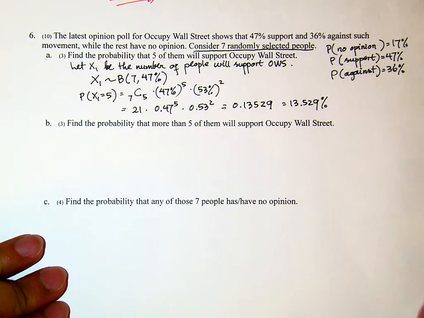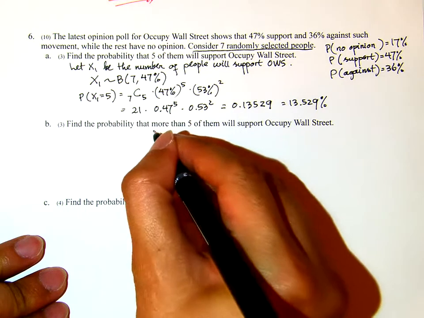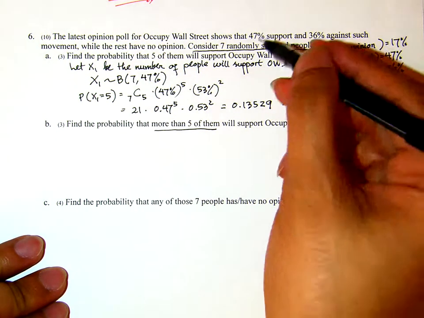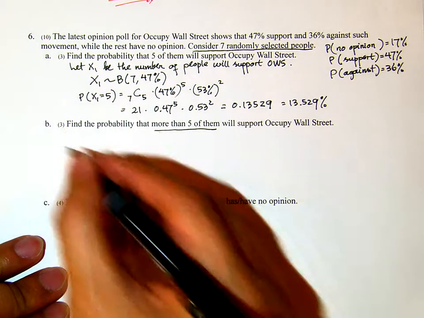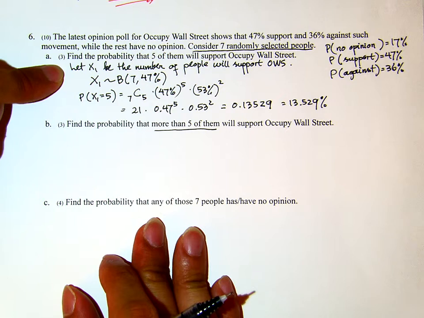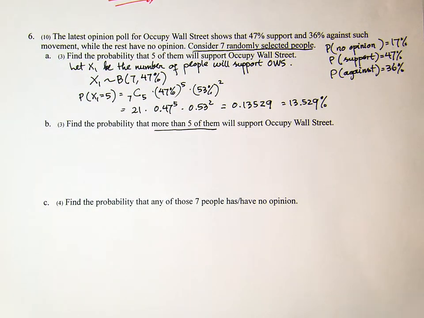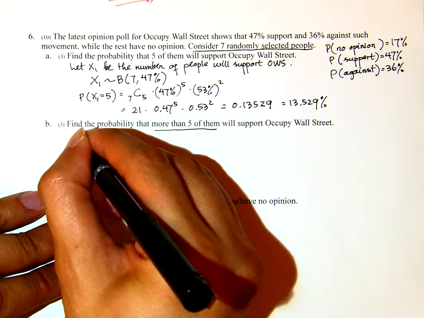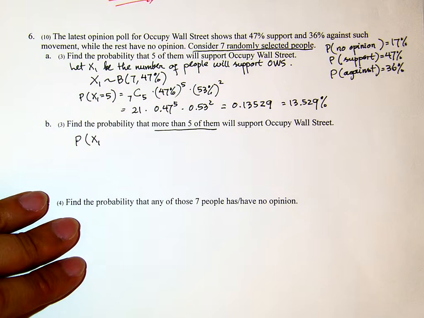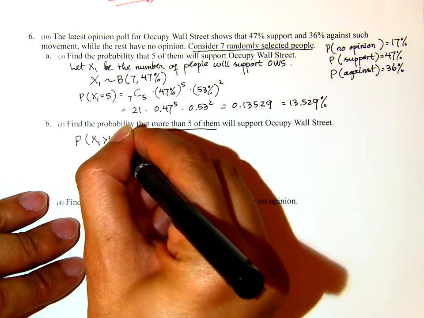That's the probability that out of these 7 people, exactly 5 of them will support Occupy Wall Street. Now, that's for part A. Part B, find the probability that more than 5 of those 7 people will support Occupy Wall Street. So we are dealing with the same random variable, the number of people who will support Occupy Wall Street. What is the probability that this number is greater than 5?